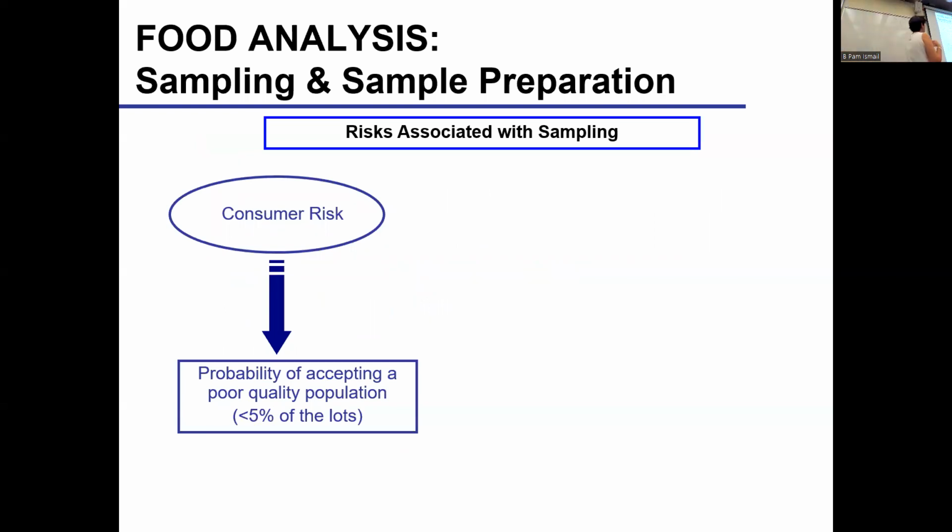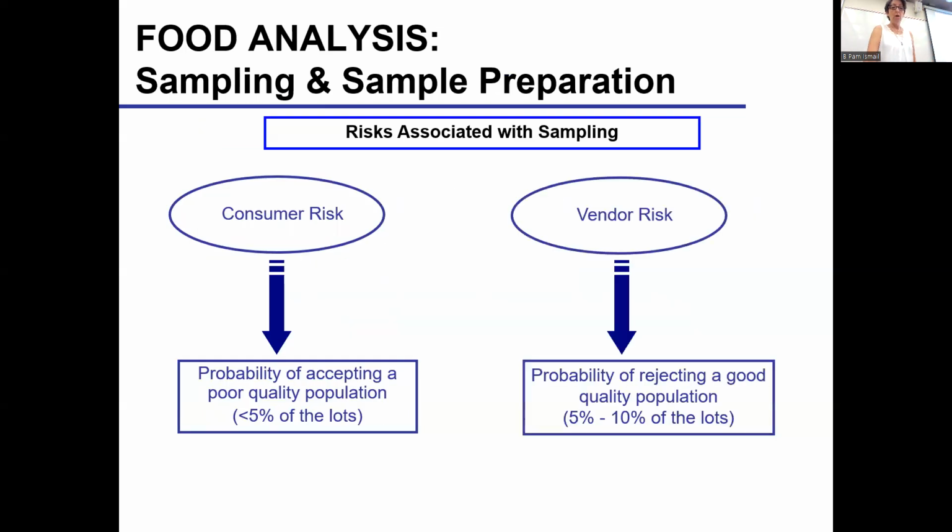Consumer risk. So you always want to minimize consumer risk. But at the same time, you don't want to reject a good lot because that will make you lose money. But safety comes first. So the probability of accepting a poor quality population should always be less than 5%. So you want to reduce the risk of accepting poor quality so that you protect the consumer. But also there is a vendor risk, because if you reject a good lot, you're losing money.